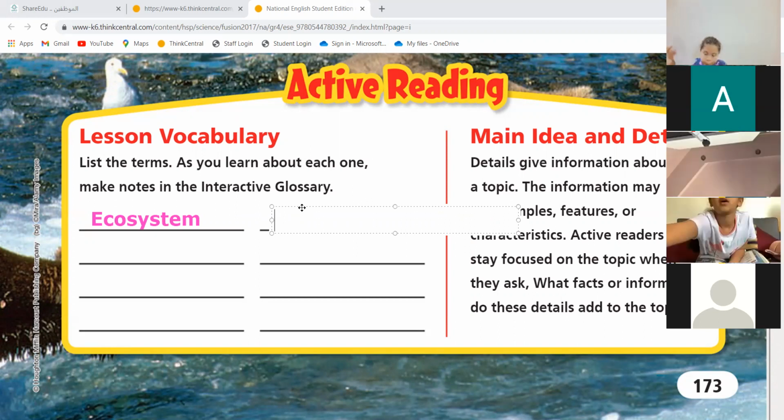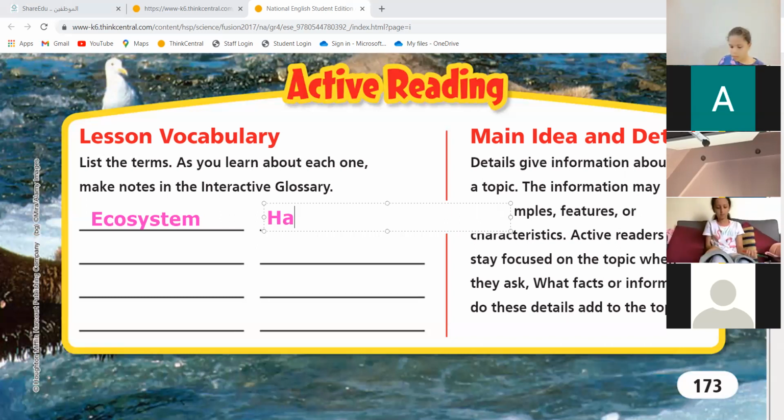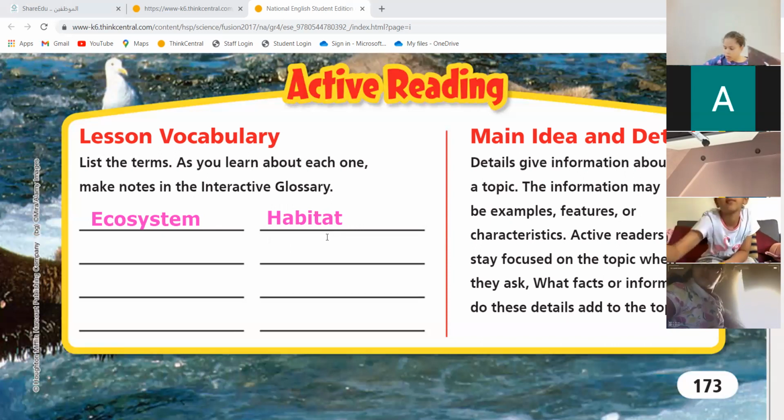Is there any environment in your book? Is it highlighted in yellow? No. So what is the second word highlighted in yellow? Habitat. Okay, habitat. What's a habitat, girls? Who can tell me? Yes, Yadana, what's habitat? It's like a shelter for animals, and it keeps them safe. The place where animals can find food and shelter. Excellent. This is habitat.